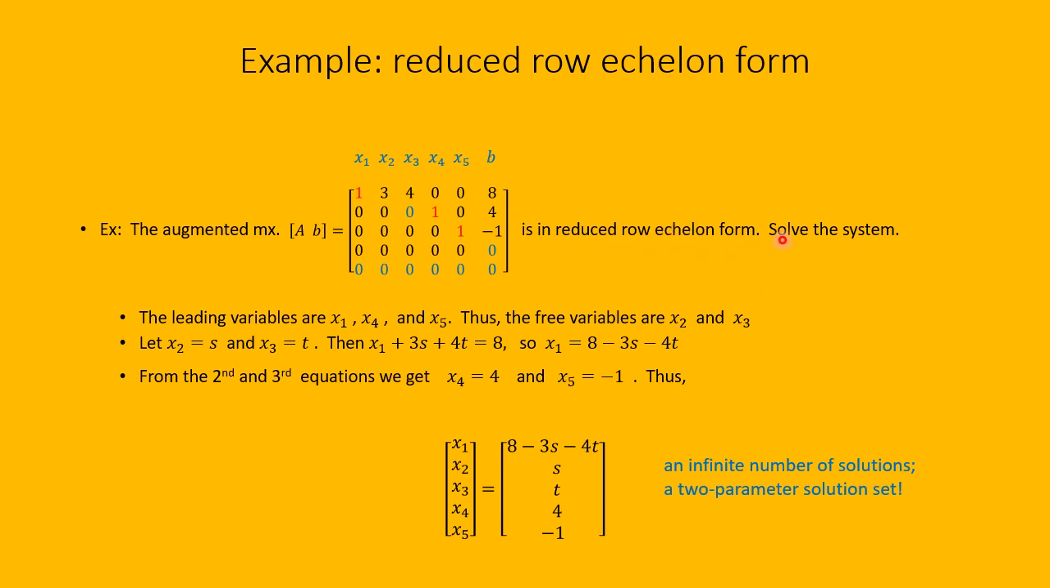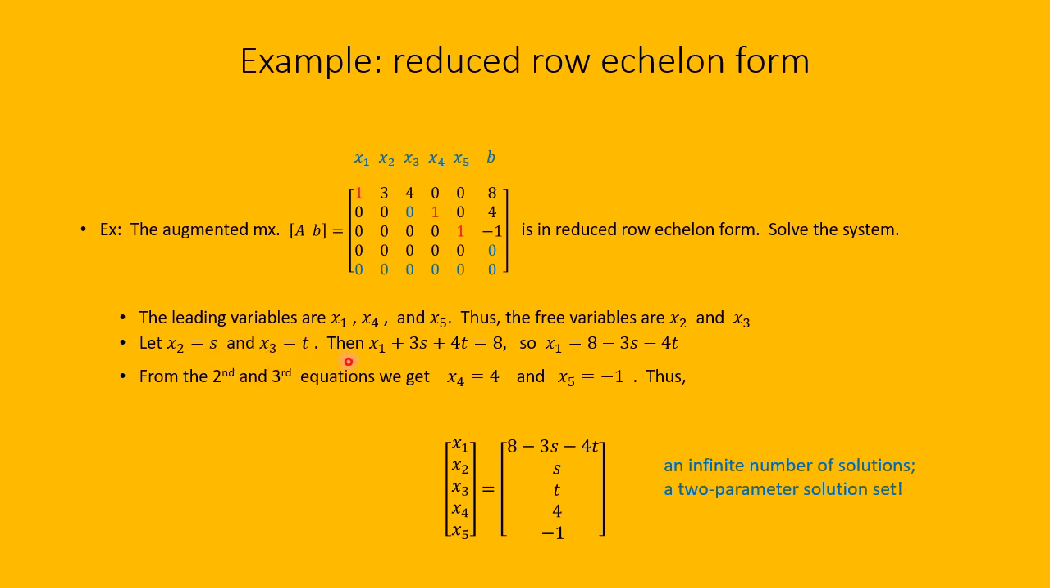Now, let's suppose we want to solve this system. Well, it's pretty easy to do. Looking at this matrix, the leading variables are x1, x4, and x5. So that means that x2 and x3 have to be free variables. So for these free variables, I'll assign them parameters. Let's let x2 equal s, and let x3 equal t.